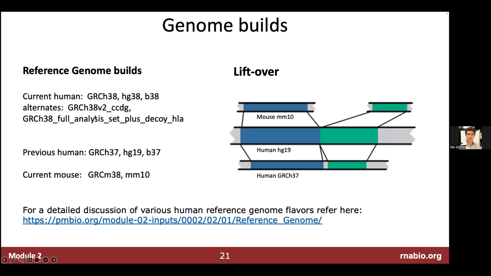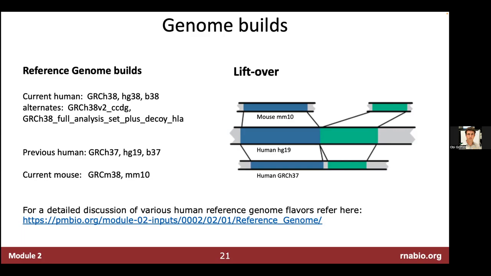And then there are competing ways of referring to them. So like GRC37 is also known as HG19, which is also known as B37. So you have to kind of get used to the names and synonyms of the reference genome you care about, and then be consistent, right? So make sure if someone gives you data which is GRC37 and you're comparing it to some data you have which is GRC38, that's not going to work. So you're going to have to convert one of them. There are ways to do that.